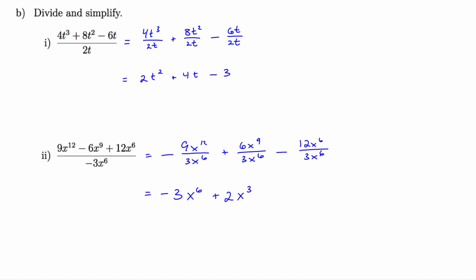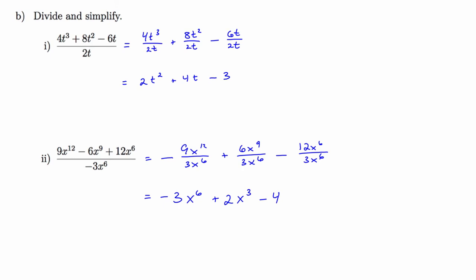And the final term, we know it's subtraction. 12x to the 6th over 3x to the 6th. 12 divided by 3 is 4, and x to the 6th over x to the 6th cancel. That leaves us with a 1, but we don't need to write 4 times 1 because 4 times 1 is 4. So the final result of 9x to the 12th minus 6x to the 9th plus 12x to the 6th all over negative 3x to the 6th is negative 3x to the 6th plus 2x to the 3rd minus 4.